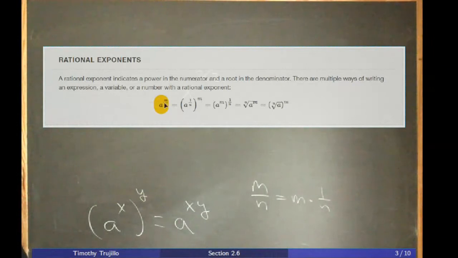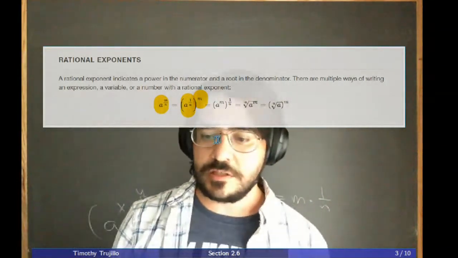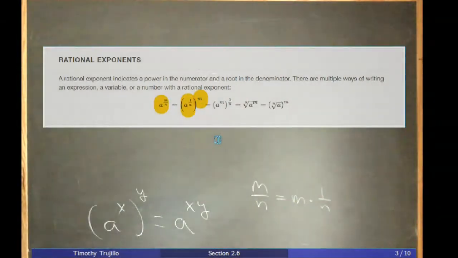So we can rewrite this m over n as a to the 1 over n, all raised to the power of n. And that sometimes is important, right? We might want to rewrite something in that format, just depends on the setting. But we can also rewrite it in a slightly different way, because 1 over n times m is the same thing as m times 1 over n, so we could rewrite it as a to the m, and then all raised to the power of 1 over n.